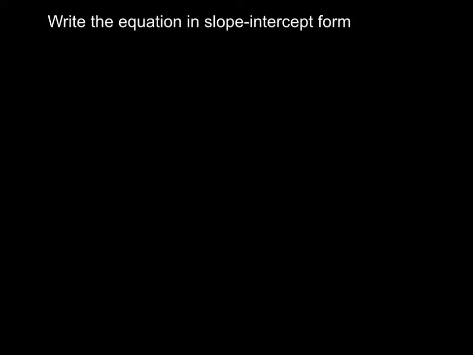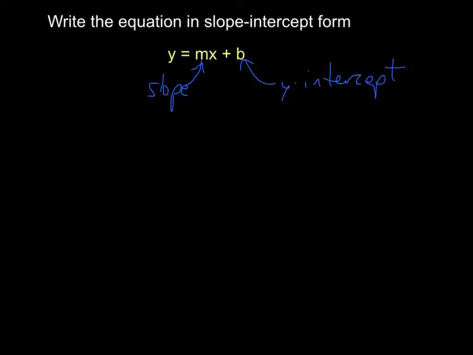Questions 9 and 10 asked us to write the equation in slope-intercept form. We know that slope-intercept form is y equals mx plus b, where m is the slope and b is the y-intercept. So all we have to do in this situation is plug in the slope and the intercept where you see m and b.